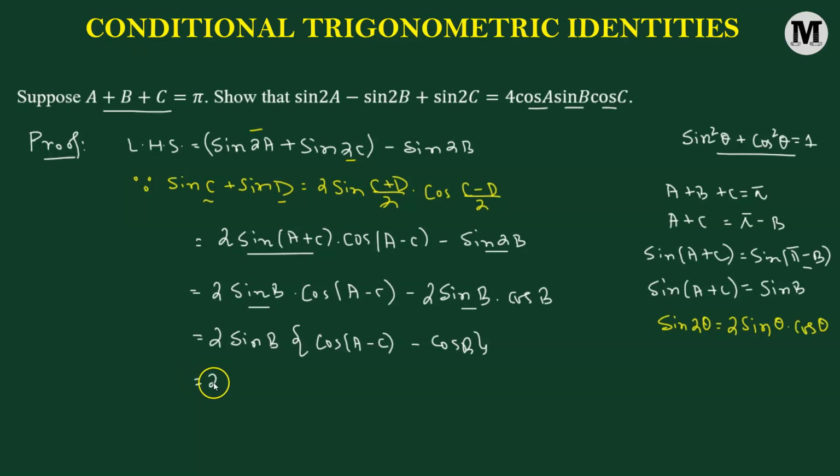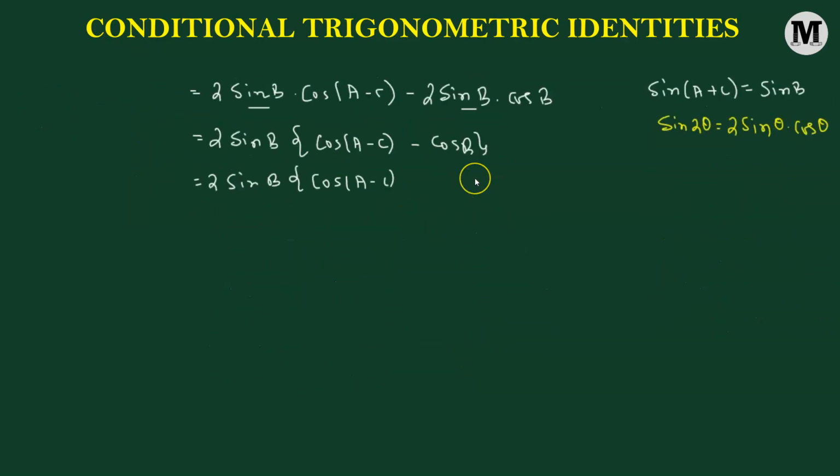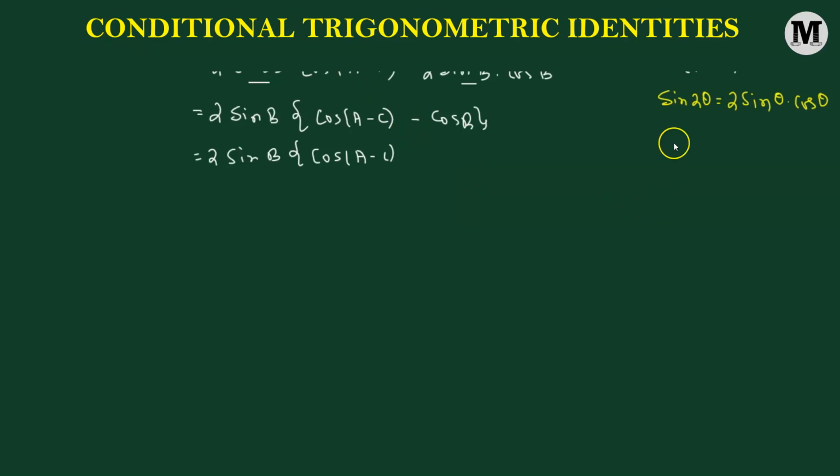So we now keep 2 times sine B as it is. Now what we'll do, we're going to keep the first term as it is. We have cosine of angle A minus C, but we are going to change cosine of B. So here again we're going to use the condition that A plus B plus C equals pi. Since A plus B plus C equals pi radians, we're going to keep B on the left hand side and transpose A and C to the right hand side and rewrite it as pi minus (A plus C).